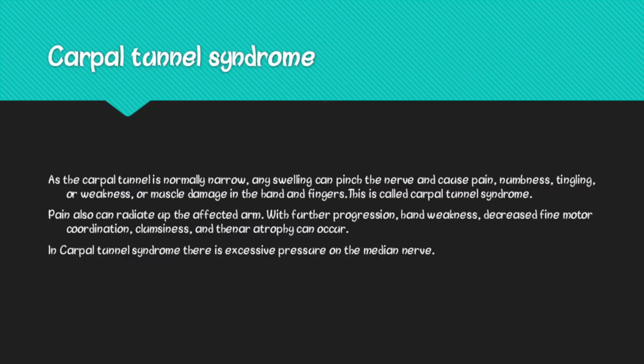Now what is carpal tunnel syndrome? As you know, the carpal tunnel is normally narrow, so any swelling can pinch the nerve and can cause pain, numbness, tingling, weakness, or muscle damage in the hands and fingers. So this is known as carpal tunnel syndrome. The pain can also radiate up the affected arm, and with further progression, hand weakness, decreased motor function, coordination problems, clumsiness, and thenar atrophy can occur. Carpal tunnel syndrome can be simply defined as excessive pressure on the median nerve.